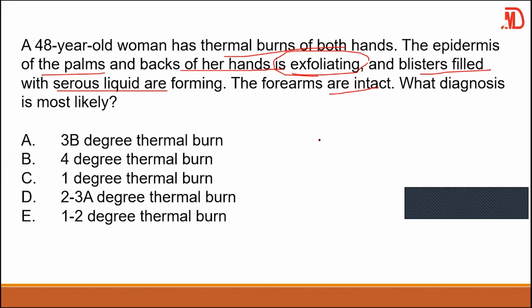Good. Now we also have what we call the fourth degree. Fourth degree burn goes through both layers of the skin and underlying tissues, as well as deeper tissues, possibly involving the muscles and then the bones. Over here, bones are not coming into play and muscles are not being affected. So obviously, fourth degree burn is taken out. And again, first degree burn is taken out because it's not only affecting the superficial layer, but it also goes a little bit deeper.